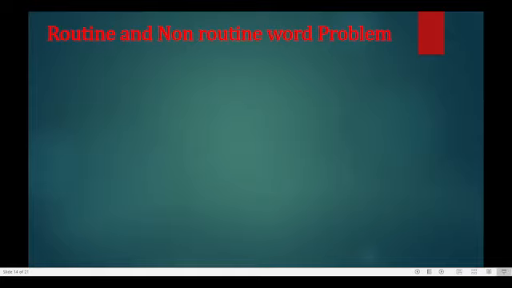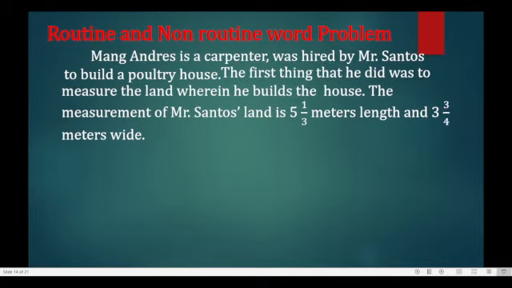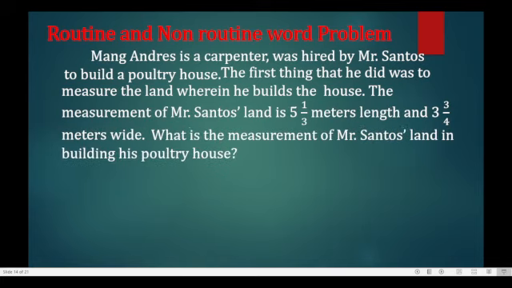Okay, so this time, routine and non-routine word problem. Mang Andres is a carpenter, was hired by Mr. Santos to build a poultry house. The first thing that he did was to measure the land wherein he builds the house. The measurement of Mr. Santos' land is 5 and 1/3 meters long and 3 and 3/4 meters wide. So, what is the measurement of Mr. Santos' land in building his poultry house?